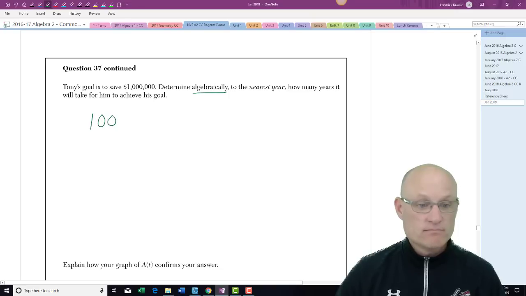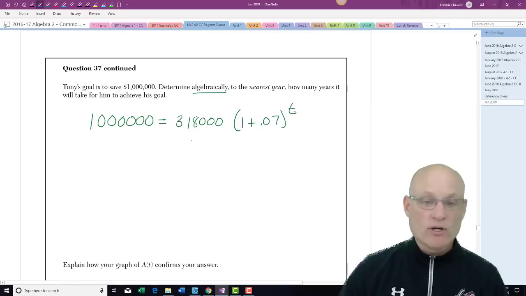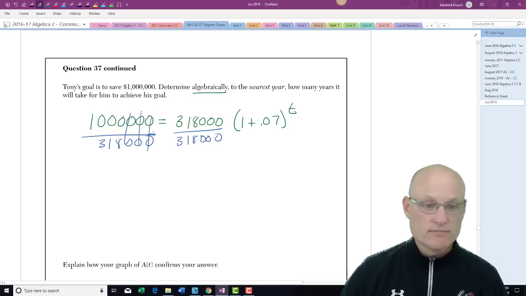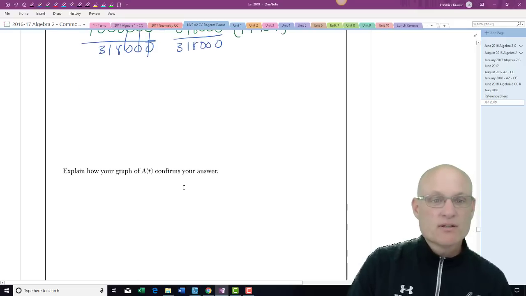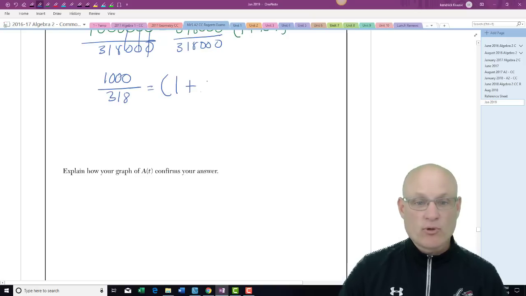So 1 million equals 318,000 times 1 plus 0.07 to the t. You know you got to get the weird thing alone, so we're going to divide by 318,000. Get rid of some zeros so you don't have as much writing to do. That's called casting out zeros. So I get 1,000 over 318 equals 1 plus 0.07 to the t.